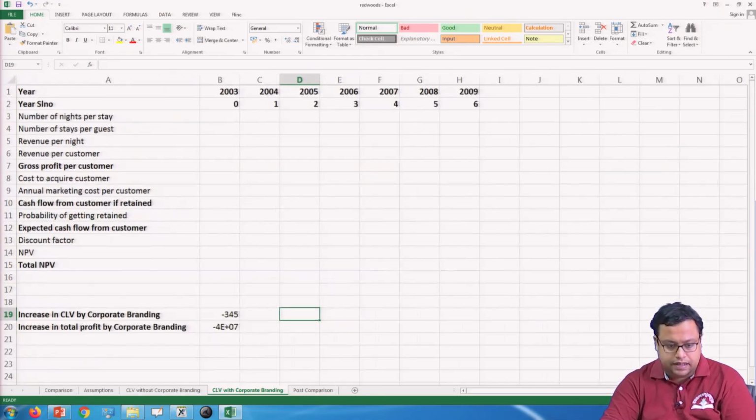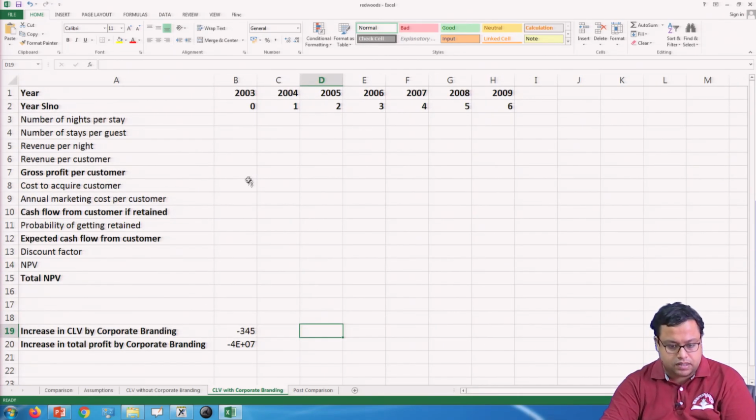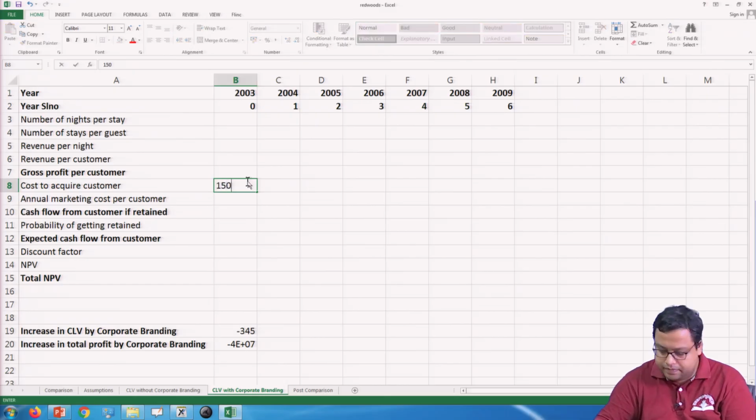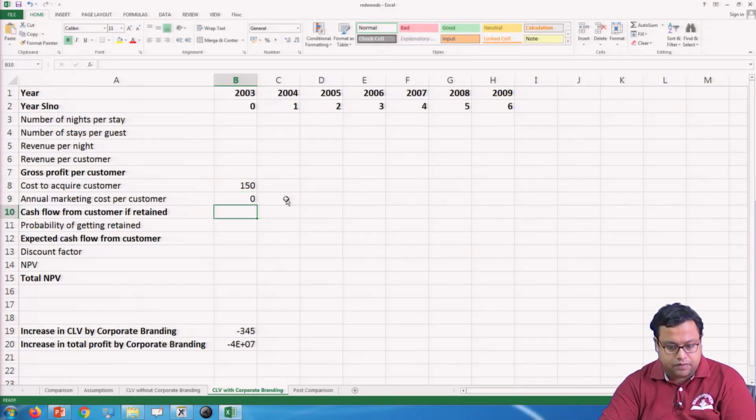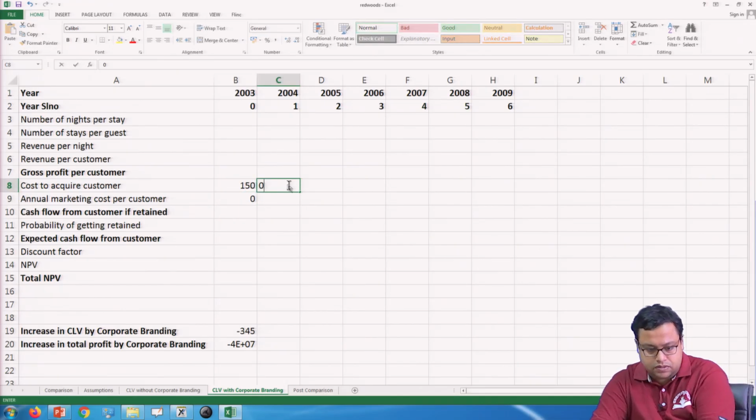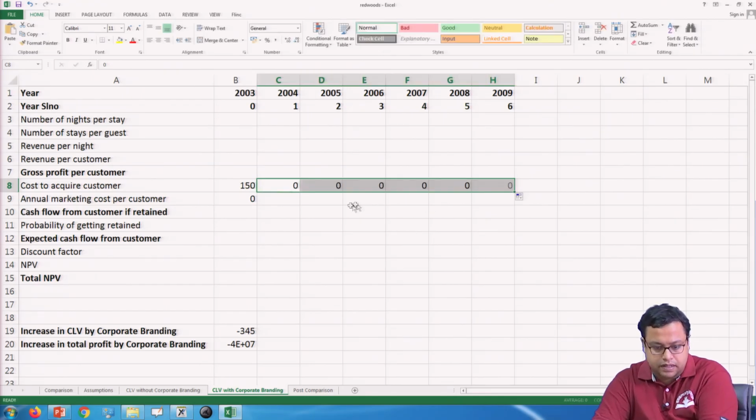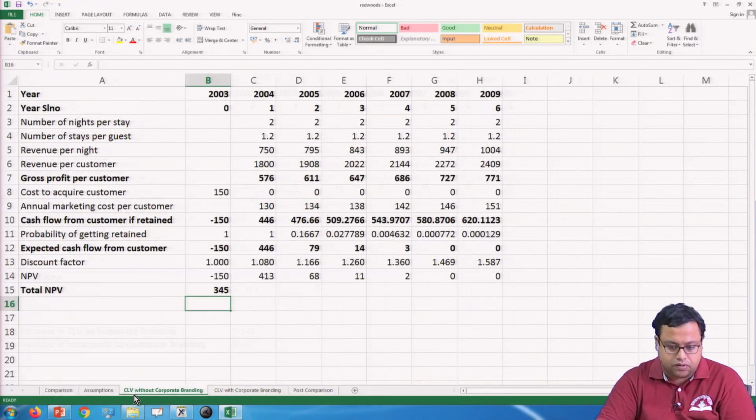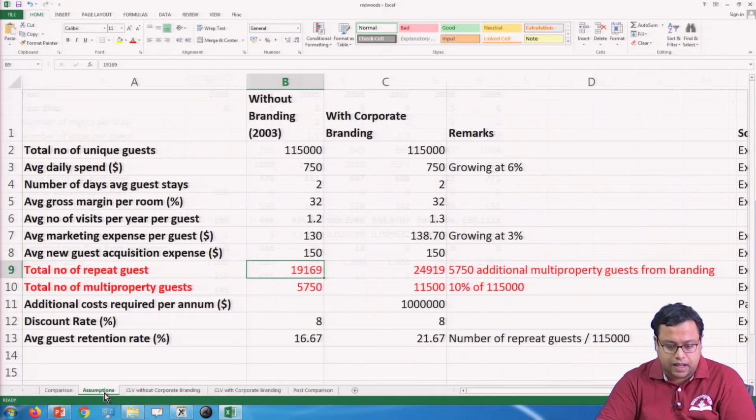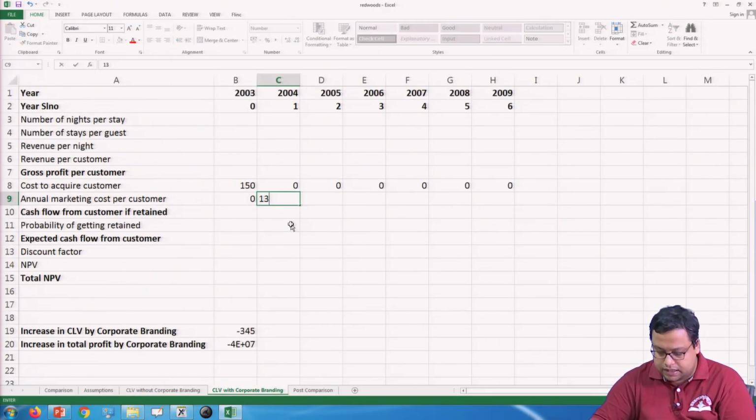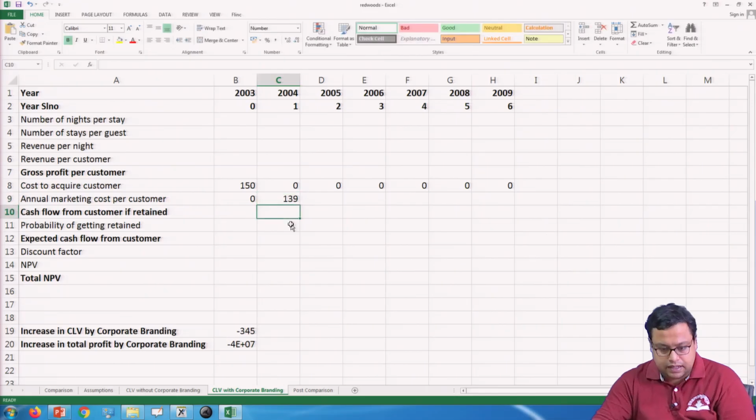So, here how much is the acquisition cost? Same 150. And what will be the marketing cost? Okay, so I will put it here. The marketing cost is, if I am not wrong, 138.7 growing at 3%. So, 138.7 and that grows at a 3% rate.